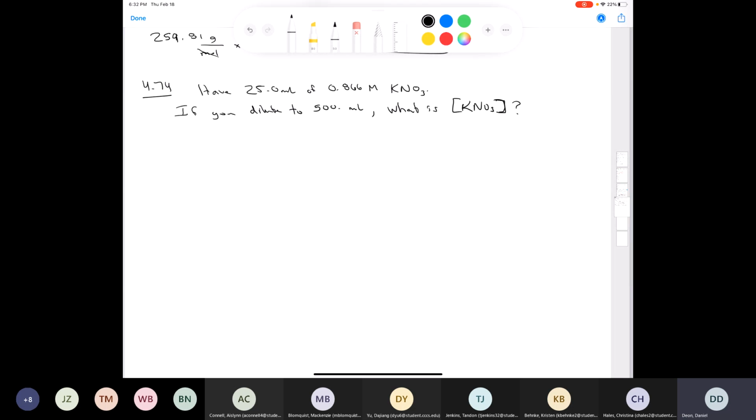But this is a dilution problem, right? So we'll put dilution problem. Therefore, we're going to use M1V1, call it the way Anthony called it, is equal to M final times volume final, right? We have our initial volume, we have our initial concentration, and we have our final volume. So that means that we can solve for our final molarity.